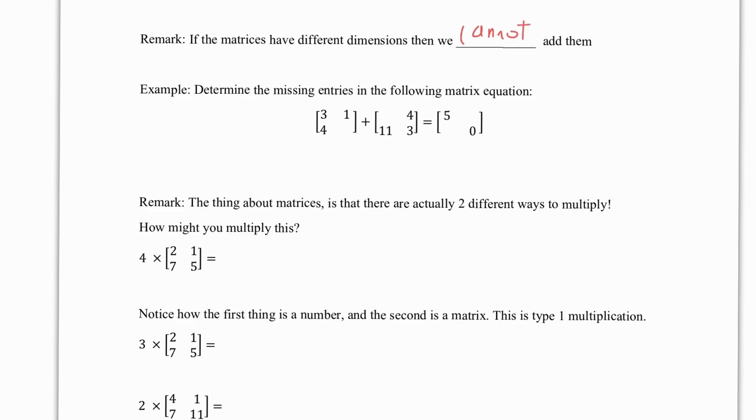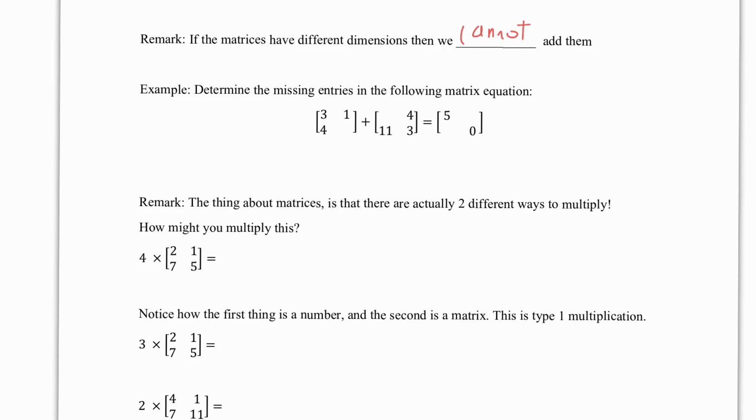All right. Let's try a bit of a working backwards example here. Let's determine the missing entries in the following matrix equation. So we have these two matrices should add to this matrix, but we have a few missing entries. So pause the video and give it a try yourself.